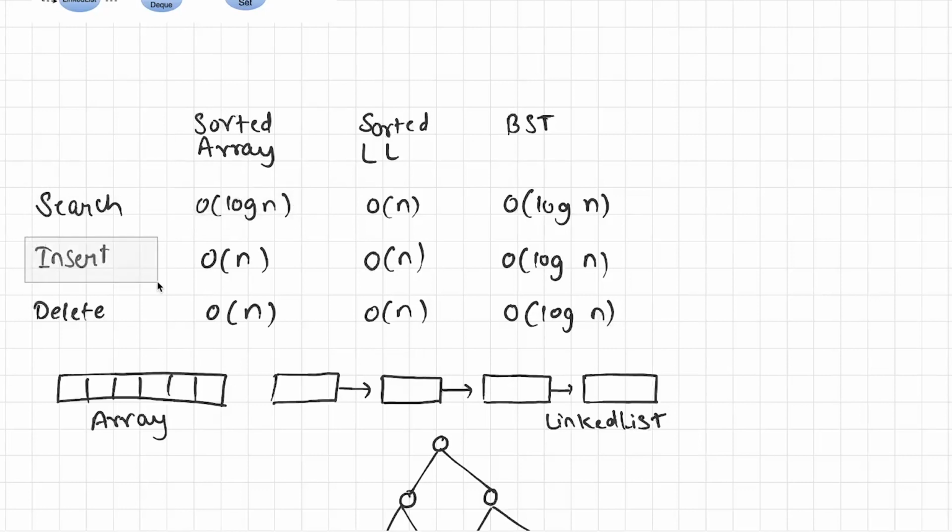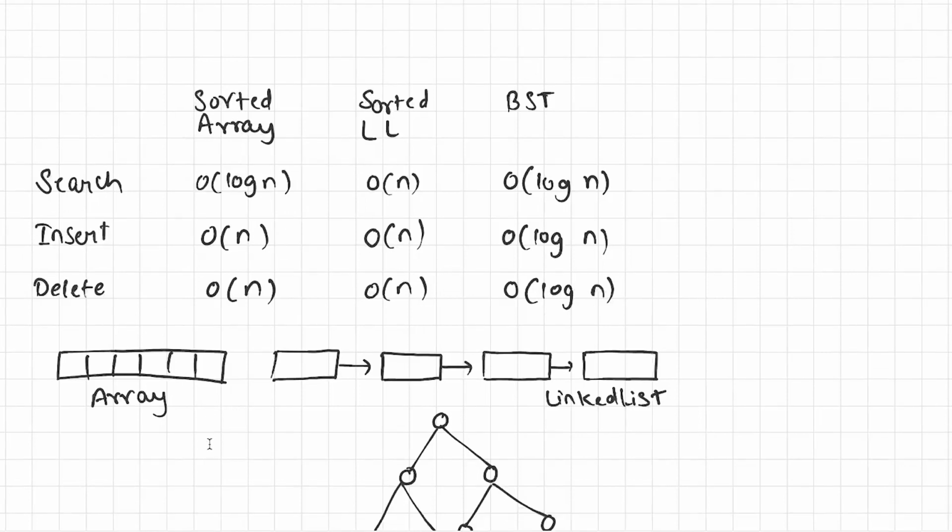Now next one is insert. So when we want to insert any element in the middle of the array, then to make the space for that element, we have to move all the elements to the right side by one position, okay? So that is why it takes big O of n time complexity to insert any element in the middle of the array, or at the first position of the array.